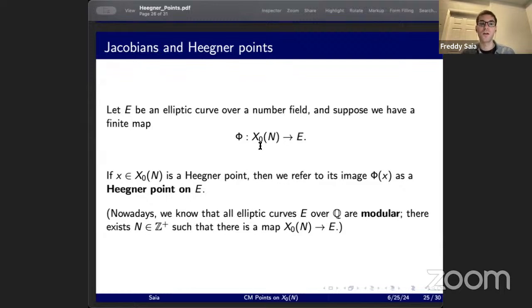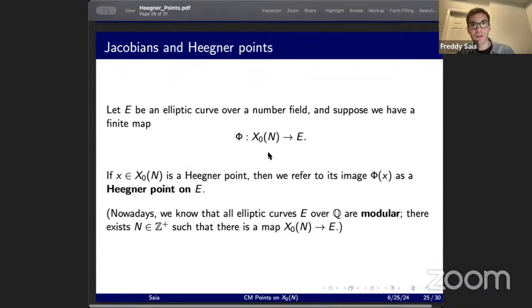on your elliptic curve. And I'll say when Birch was doing computations with Heegner points on elliptic curves, he of course didn't know this, but nowadays we know by work of Wiles and Taylor and others that all elliptic curves over Q are modular, so they admit a modular parameterization like this. So you can always do this: if you start with an elliptic curve over Q, you can get Heegner points.